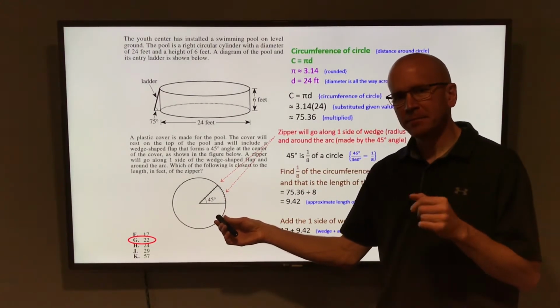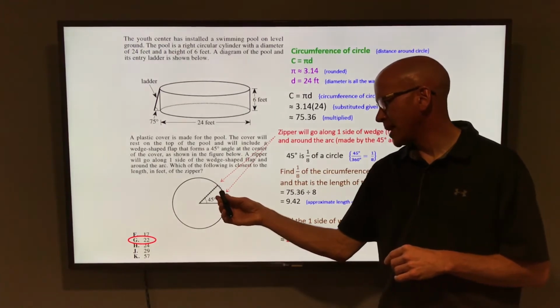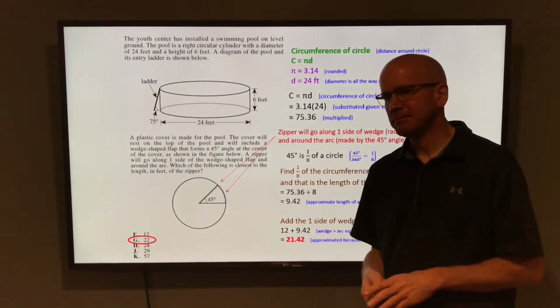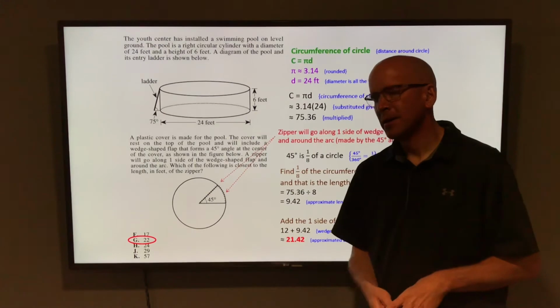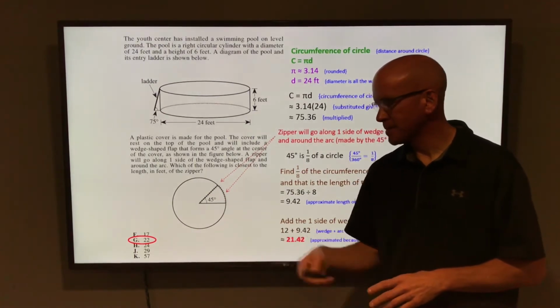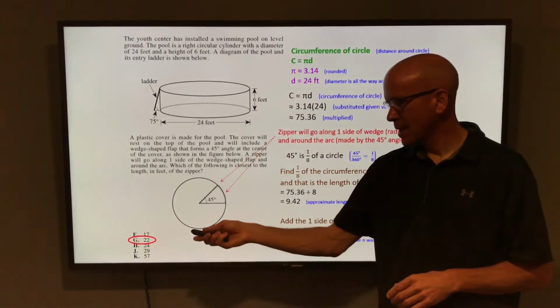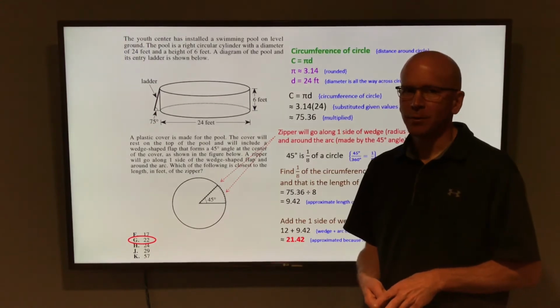Don't do it this way. If you count up those notches, those hash marks, there are 22 hash marks. Some people do it that way. Don't do it that way.